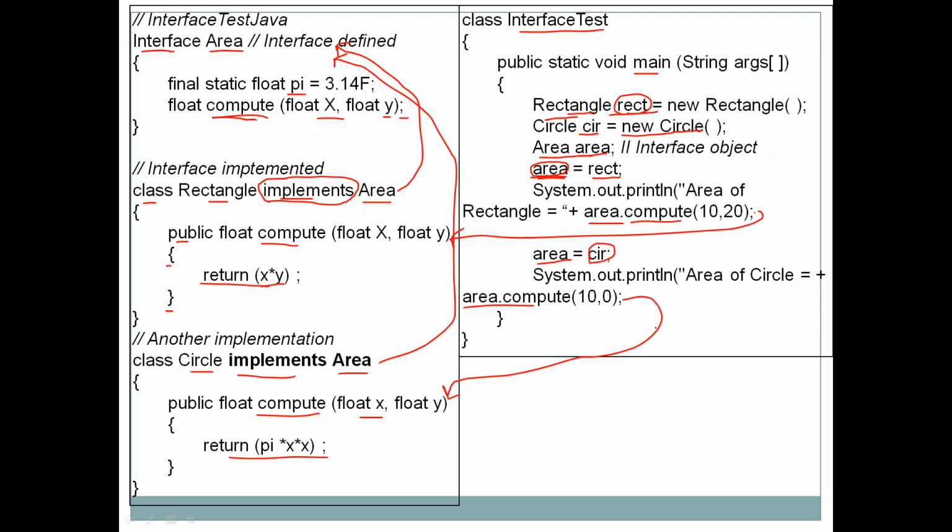Okay, with this we will stop here in today's session. In the next session we will continue our discussion of interfaces. We will study different forms of interfaces, and then we will also study the difference between an abstract class and an interface. Okay, so we will stop here today.